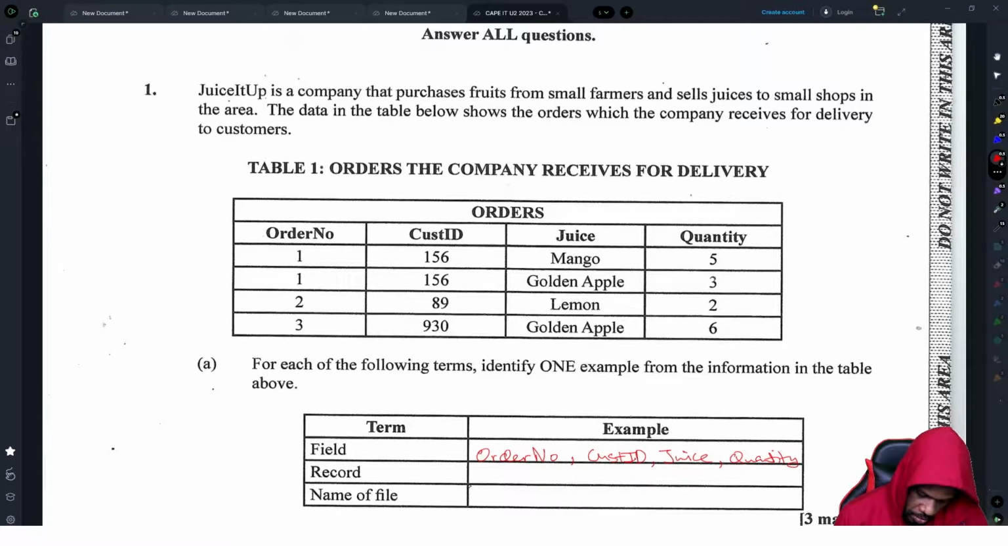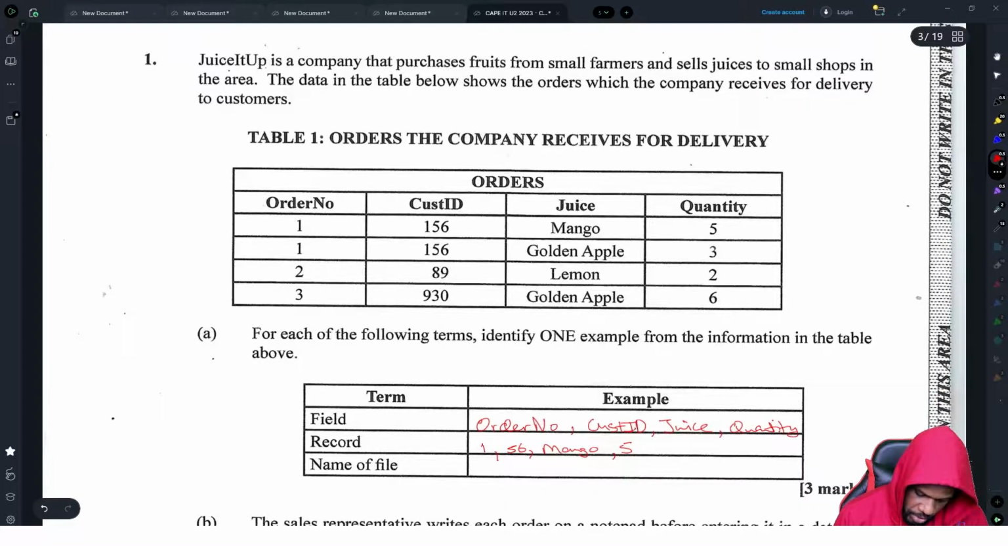A record will be any row of information. So 1, 56, mango, 5. Right? Any row will be considered a record. Name of the file is orders. Alright, we start off nice there. Easy 3 marks. Take that and run.